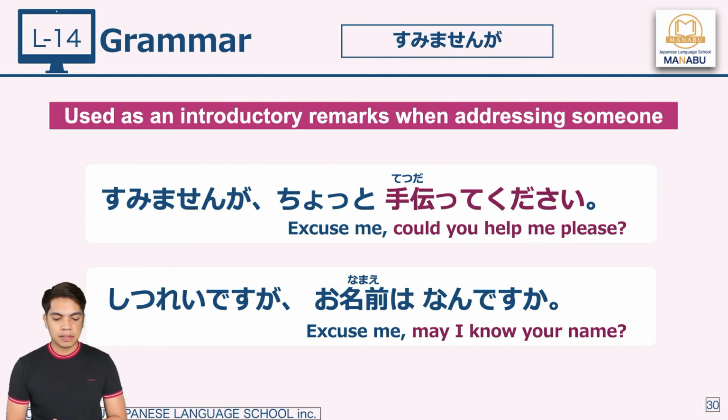And another example is shitsurei desu ga onamae wa nan desu ka? So another expression is shitsurei desu ga, the same as sumimasen ga. The word shitsurei literally means rude or being rude. So it can be translated as sorry for being rude, but may I know your name? So remember these phrases if you want to sound more polite to the listener.